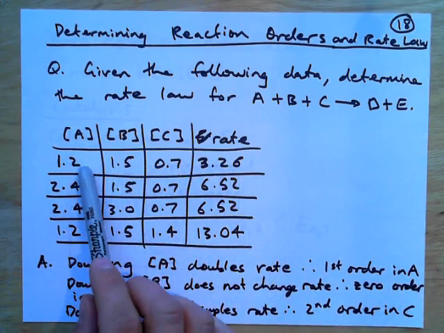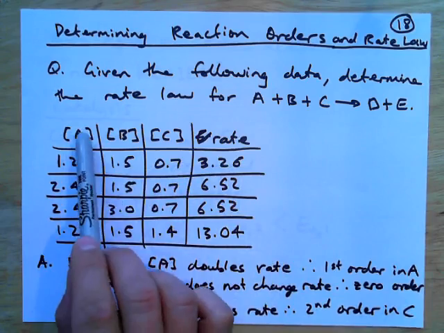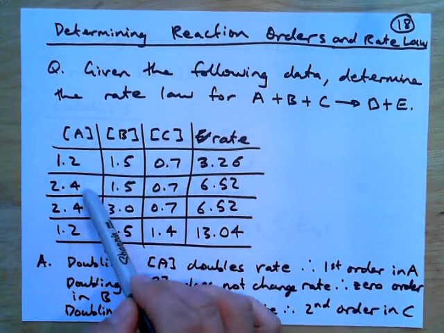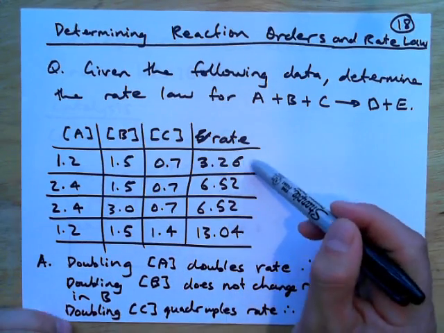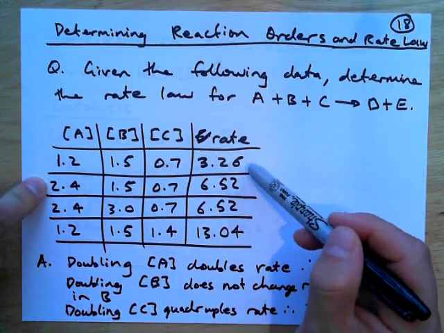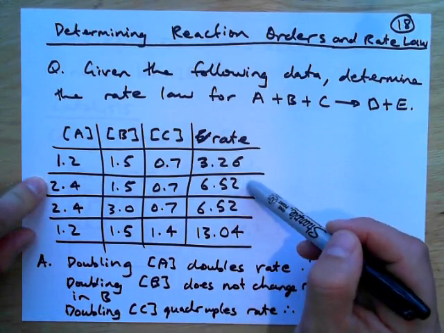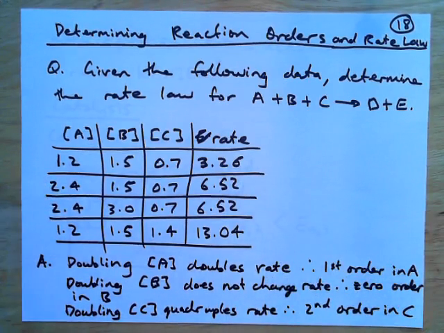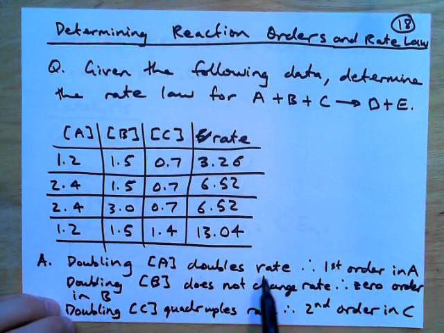When we double the concentration of A from 1.2 to 2.4, we have a look at what's happened to the rate. Now the rate here has doubled. As we doubled the concentration of A, we have doubled the rate. So I know my rate law is going to be first order in A, because I've doubled A, and that makes it first order in A.